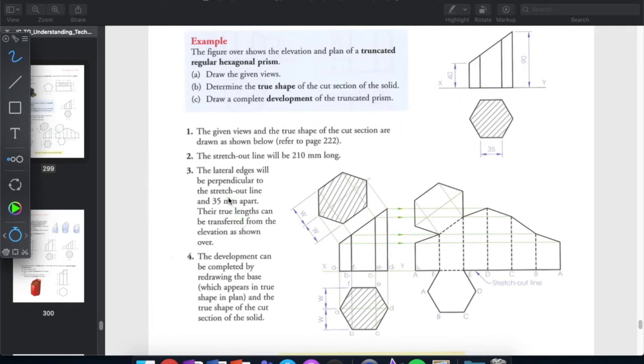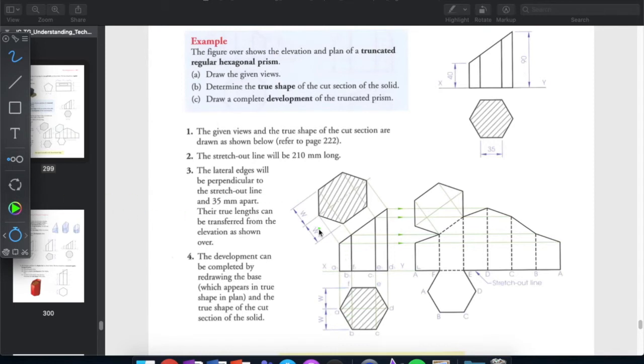So what this requires when we go to actually do these questions is to start off by drawing the elevation and the plan like we would normally do, except this time we have to put an auxiliary in to see the true shape of the cut surface. This is the same as any auxiliary in orthographic, in that it's taken from the elevation, and if it's taken from the elevation, then we need an x1 y1 line, and we then take our distances from the plan.